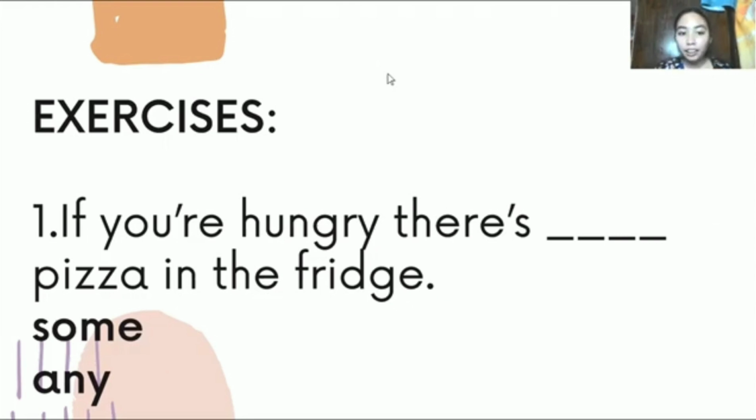So if you're hungry, there's blank pizza in the fridge. What do you think is the answer? Some or any? Some, ma'am. Okay, some. Very good. We use some here because we don't care about the amount of the pizza left. We only care that there is some pizza left in the fridge.